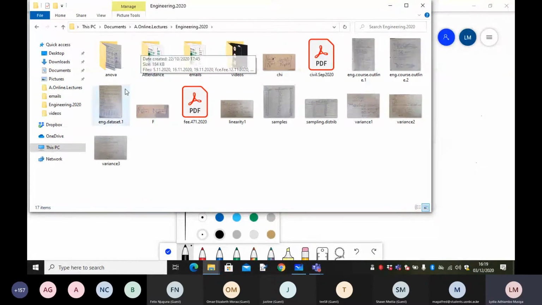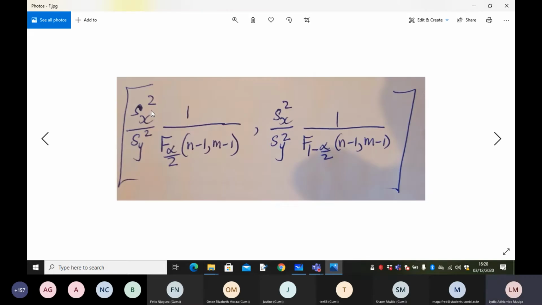So we're looking for the confidence interval for the ratio of two population variances, and it's still opening up. So now I can also see the formula that we shall use for getting the confidence interval for a ratio of two population variances.